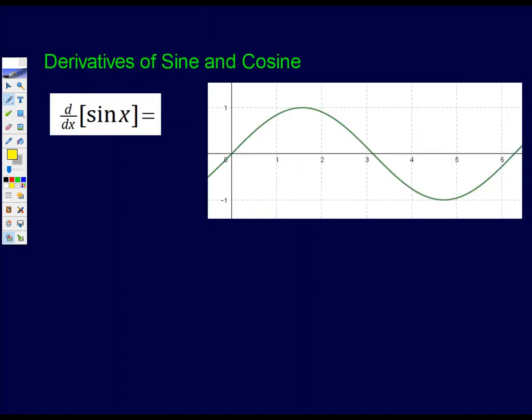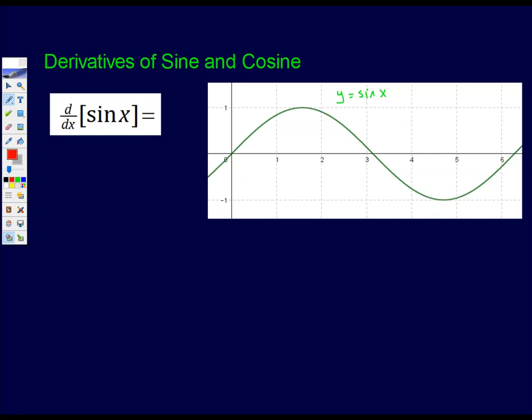Let's first take a look at two trigonometric functions, sine x and cosine x. What I've got on the screen right now is the graph of sine x. This is the graph of y equals sine x, or f of x equals sine x. And I'd like to take a look at this just by examining the graph at various points and either exactly or guessing what the slope of a tangent line would be.